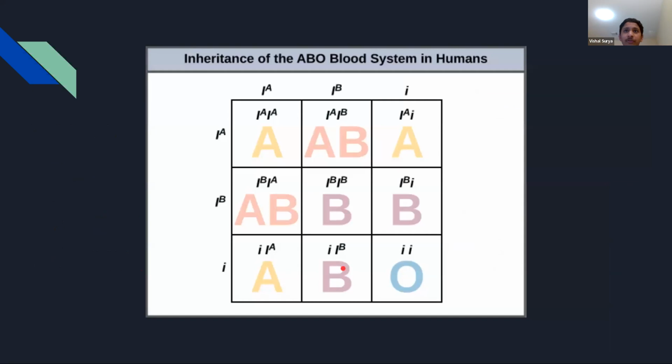All right, so this is an example of the blood system in humans. But this is an example of the blood system. So we have different alleles here. We have the IA, which is for A blood type, IB, and i. I'm not getting into too much specifics.